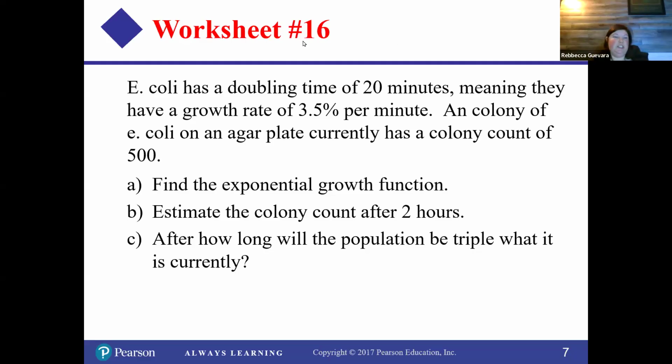So your worksheet problem, worksheet 16: E. coli has a doubling time of 20 minutes, which means that it has a growth rate of 3.5% per minute. A colony of E. coli on an agar plate currently has a colony count of 500. So just like before, we're counting a population. We want to figure out what the population growth function is, estimate the colony count after 2 hours. So remember, we're doing the rate in minutes, and then we're asking 2 hours, so you have to rectify that. And then how long will it take for the population to triple what it currently is? So take a moment and do that, please.